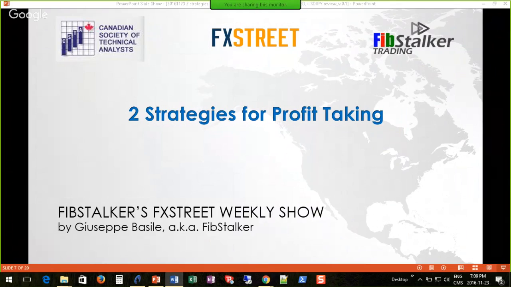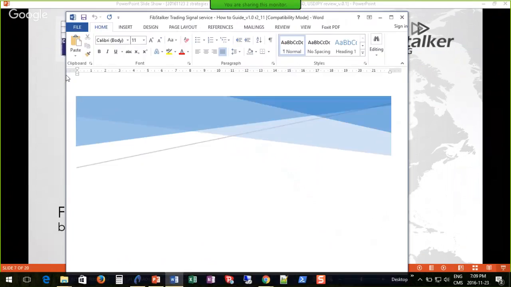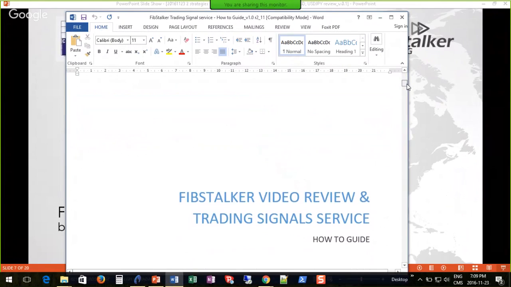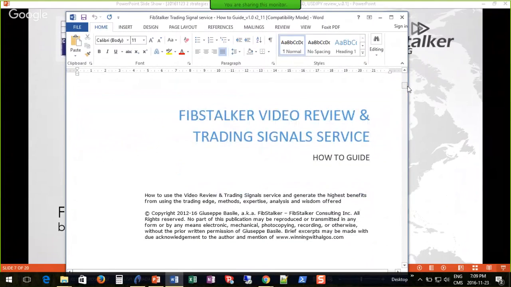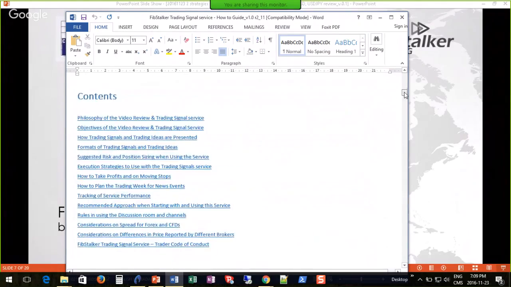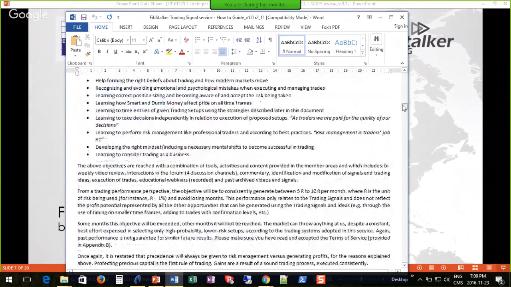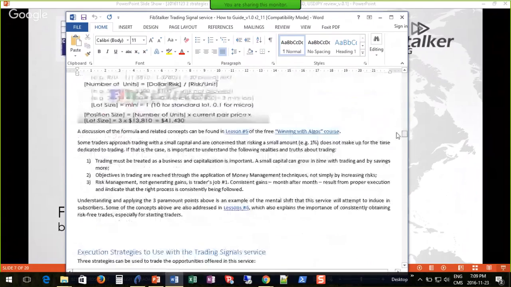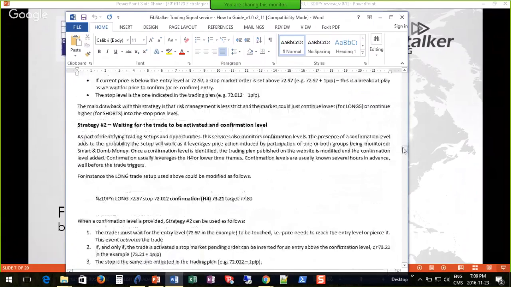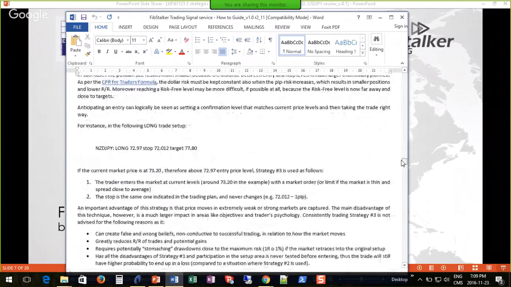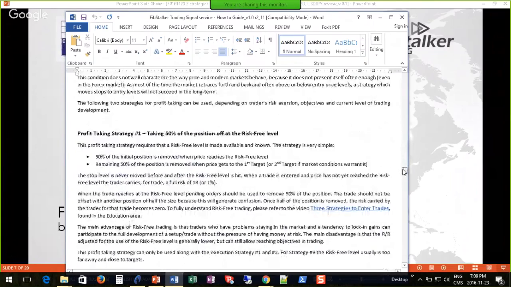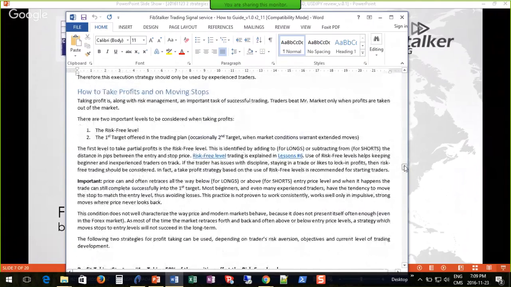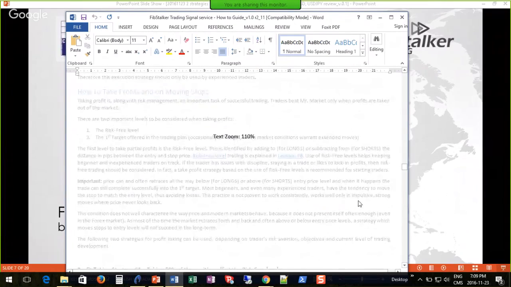Now, I'm going to extract those two strategies from a document that I actually wrote and distribute to the subscribers to my signal service. It's a how-to guide, and in the document I speak about how you take advantage of the service and how the signals are presented and so on. Last week I presented 3 strategies to enter, and this week I want to focus on profit taking and moving stops.